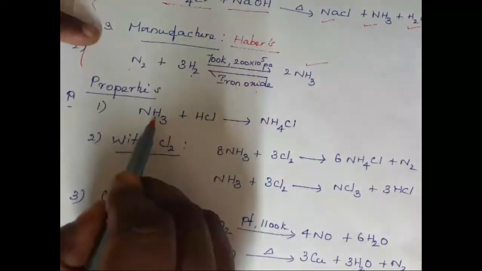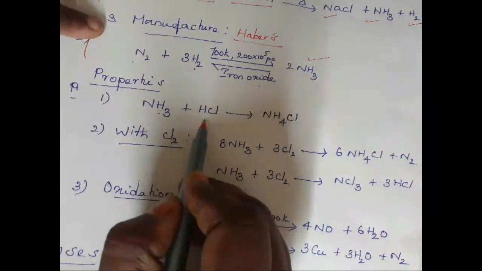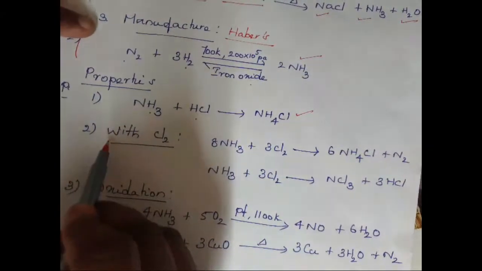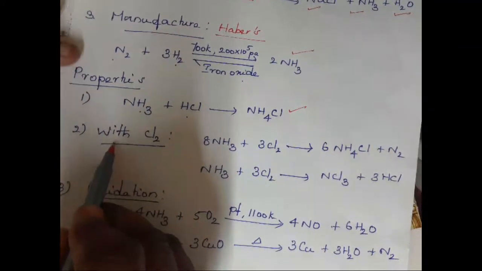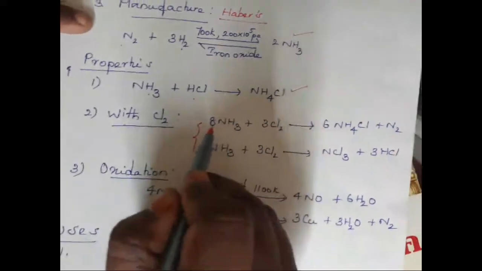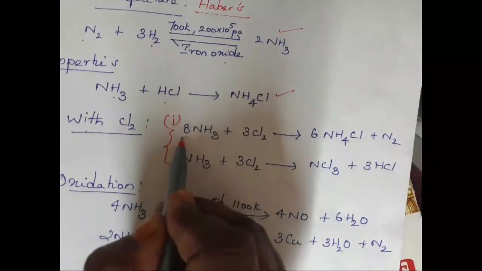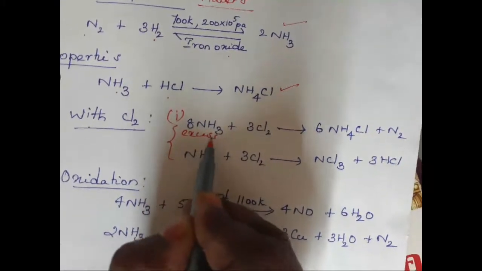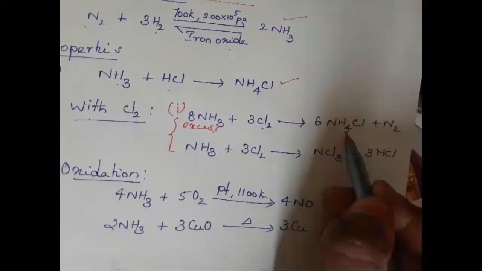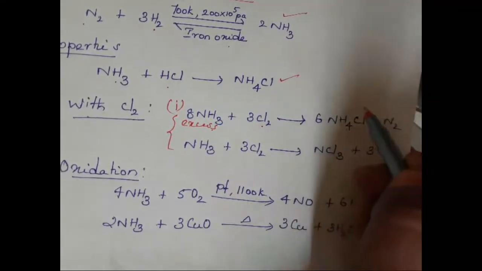Reaction with HCl. Ammonia, when it reacts with HCl, produces ammonium chloride. Now let us see the second reaction, the reaction of ammonia with chlorine. We have two kinds of reaction. In the first reaction, we are going to take ammonia in excess. When excess ammonia is treated with chlorine, it produces ammonium chloride and nitrogen gas.